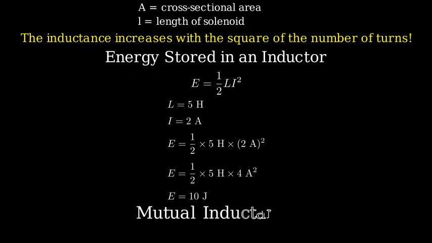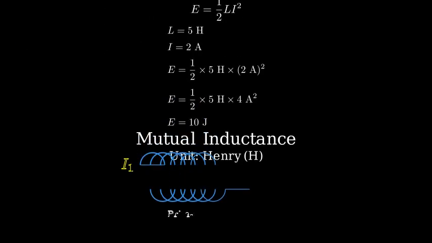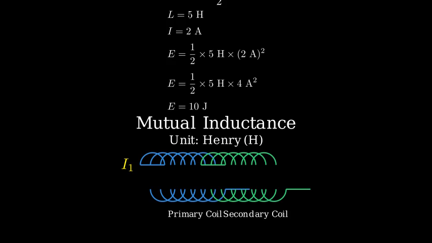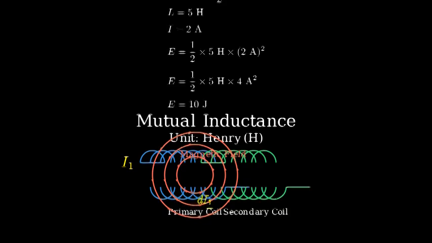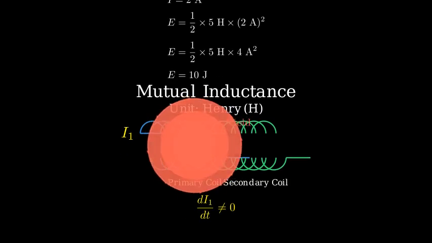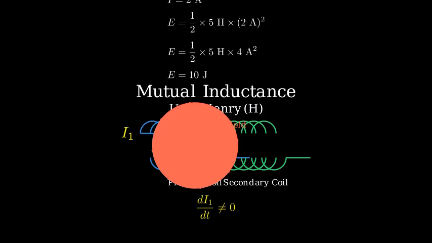Now, let's move on to mutual inductance. Mutual inductance occurs when we have two coils near each other. When current flows through the first coil, it creates a magnetic field, and this field passes through the second coil. When current flows through the primary coil, it creates a magnetic field. Some of these magnetic field lines pass through the secondary coil. If the current in the primary coil changes, the magnetic field also changes. This changing magnetic field induces an EMF in the secondary coil, according to Faraday's law, which we discussed earlier.